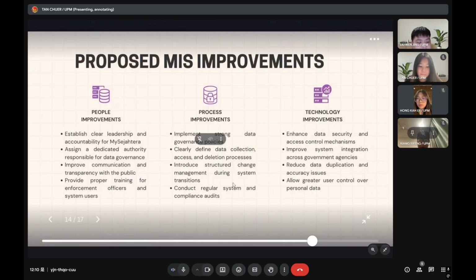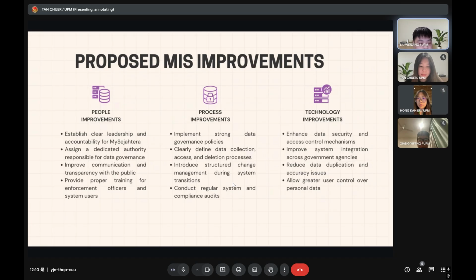Okay, for this part, I will talk about the proposed improvements and the key lessons learned from the MySejahtera case. So first, in terms of people improvements, one of the main problems was the lack of clear responsibility. Many users were confused about who actually controlled the system and the data.